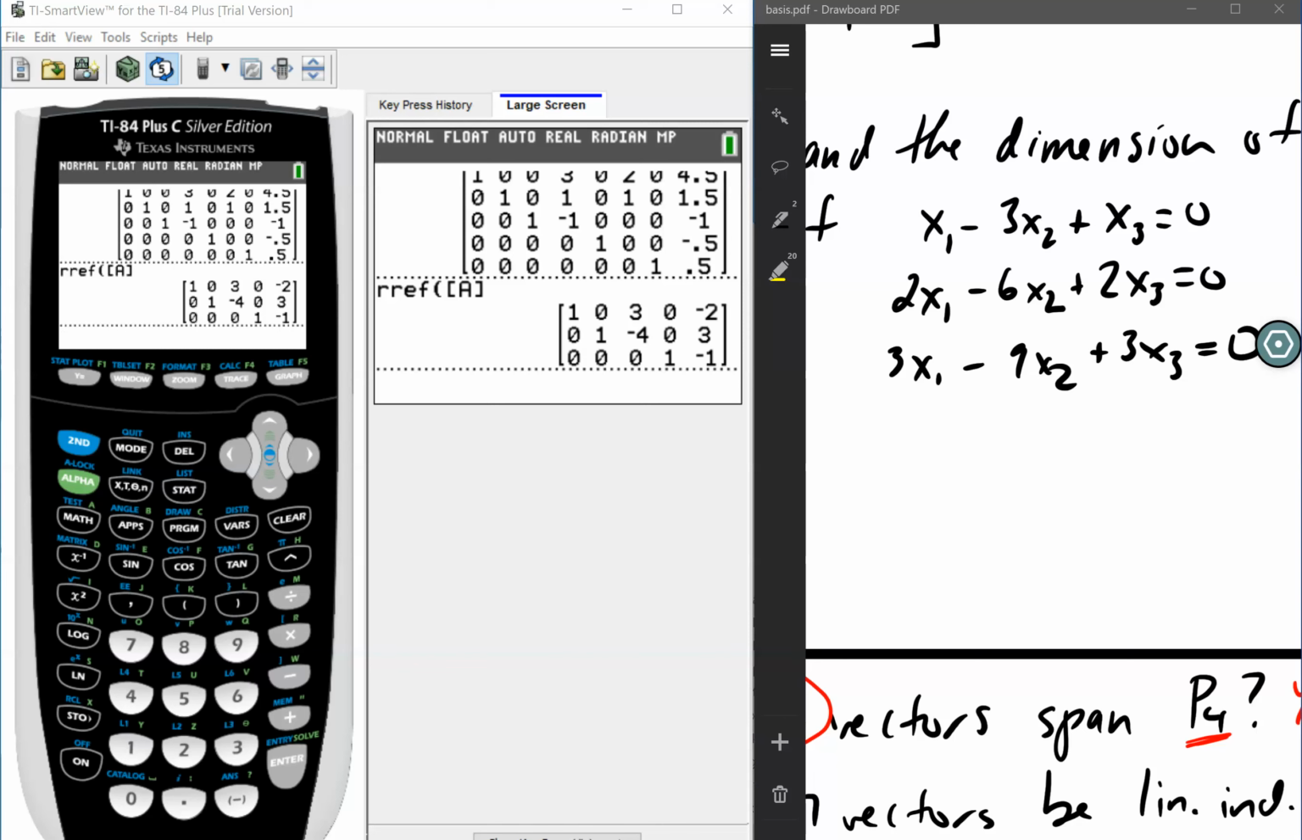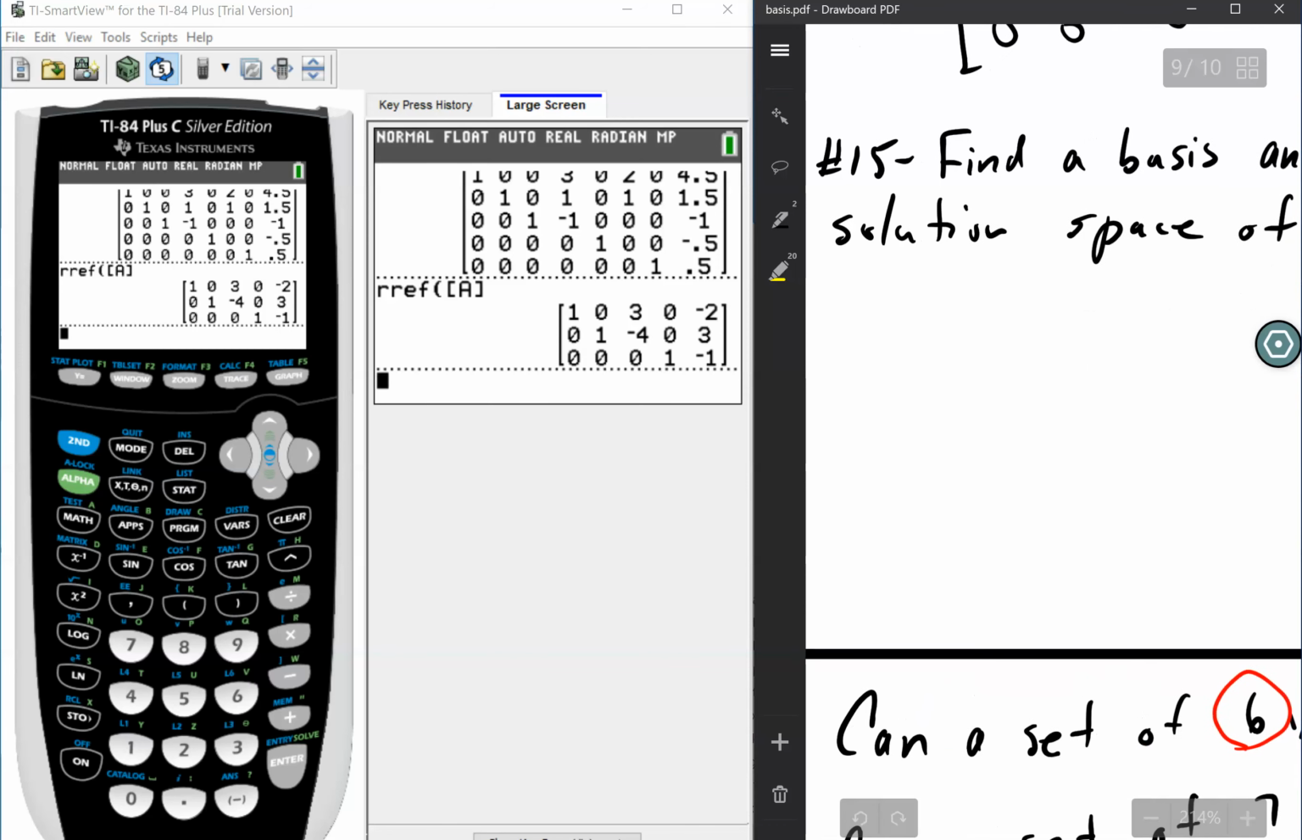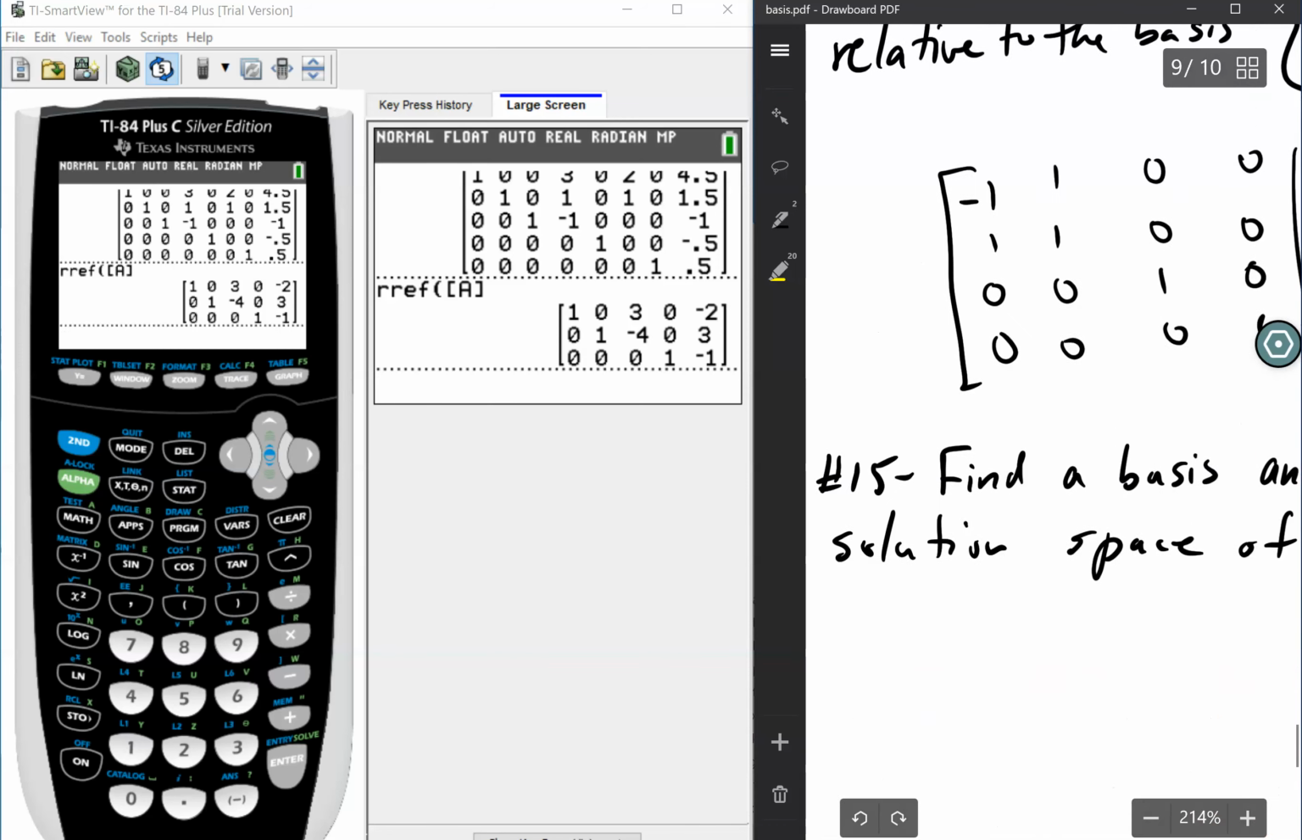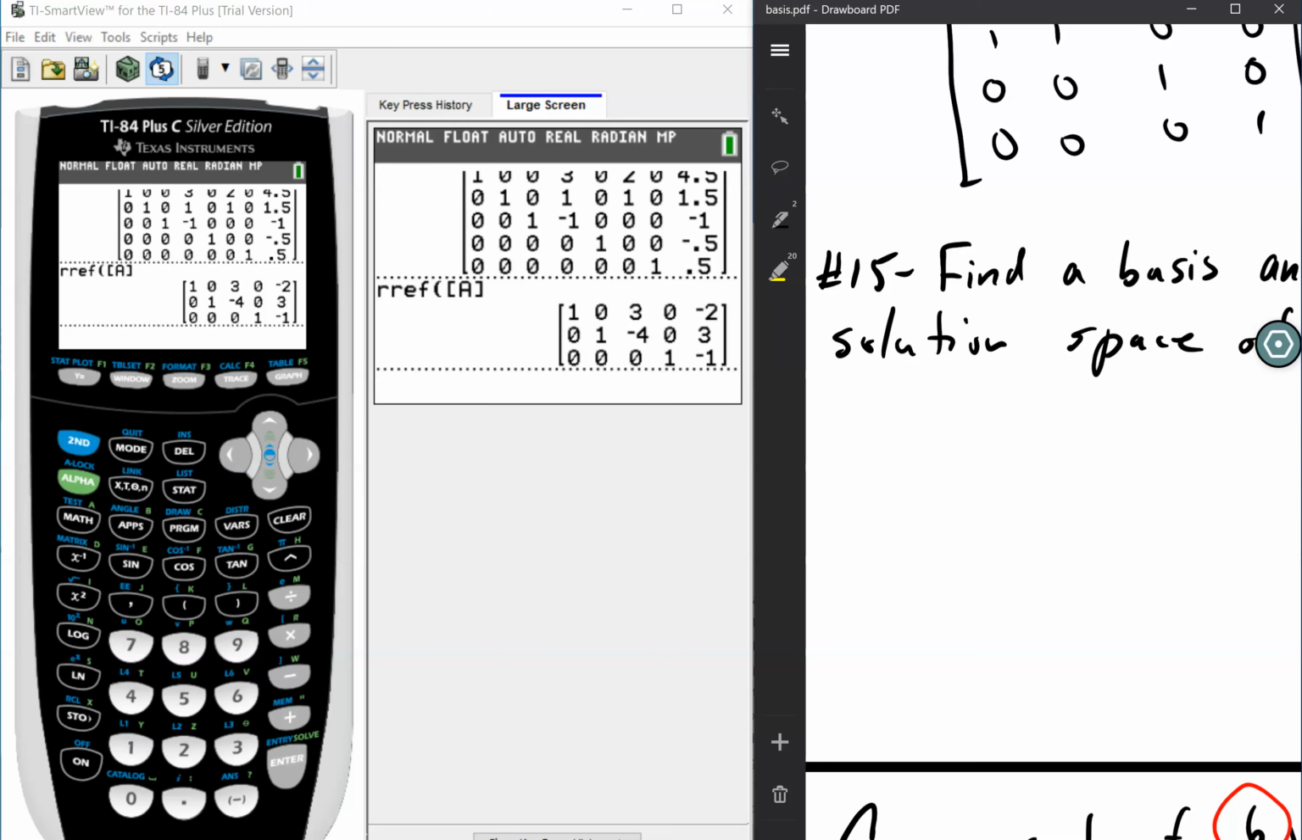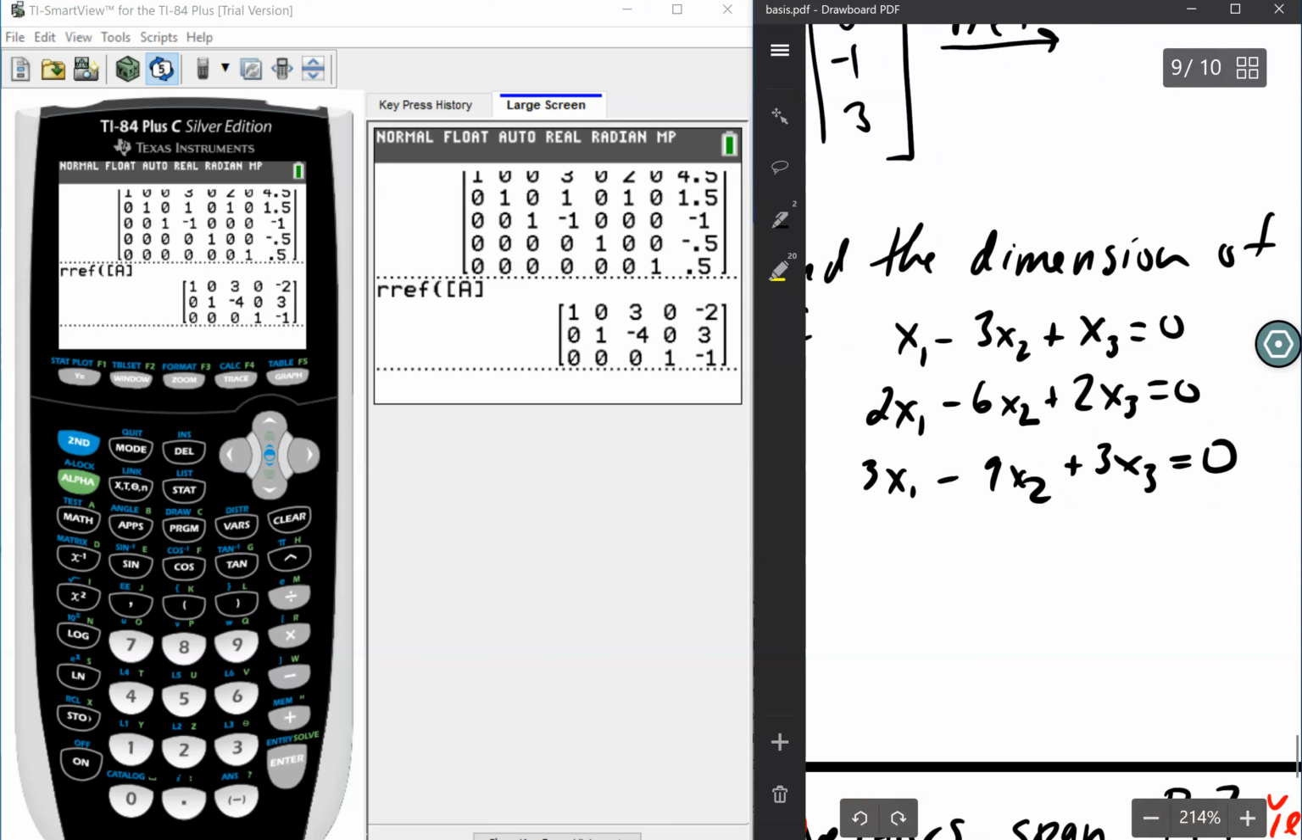I wanted to go back and talk a little bit about some of the problems I kind of glossed over towards the end of class today. So this is, I believe, number 15 on page 264. Yes, 264 in your text. So let's look at this particular problem where it asks us to find a basis for and the dimension of the solution space to this homogeneous system of equations.